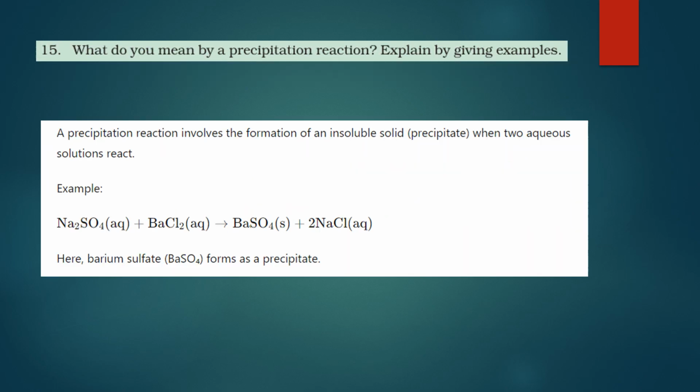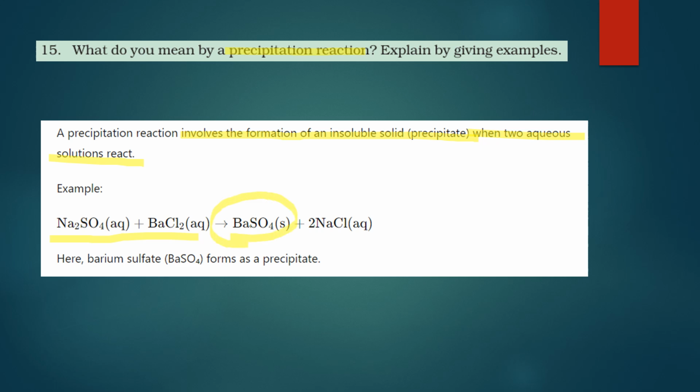So next, we have to define the precipitation reaction with examples. So this reaction involves the formation of an insoluble solid which is called a precipitate when two aqueous solutions react. Okay. So an example here is when we react Na2SO4 with BaCl2, we get BaSO4.